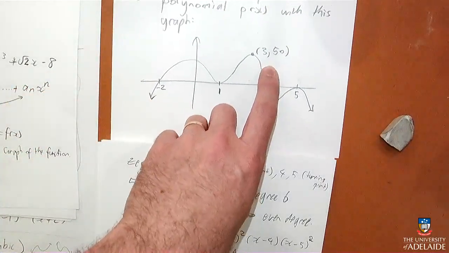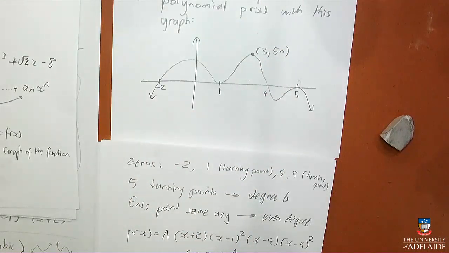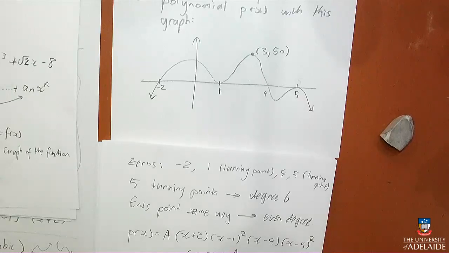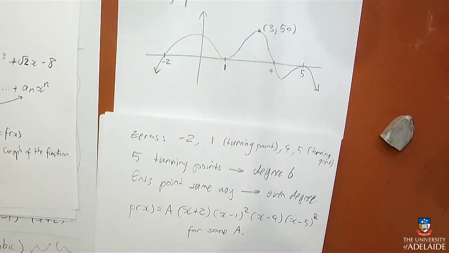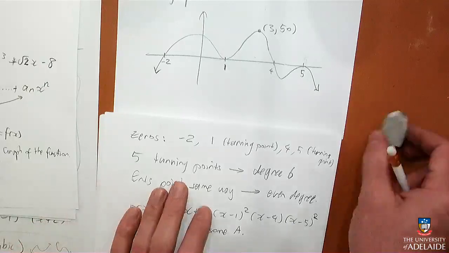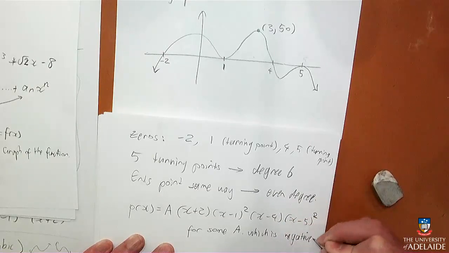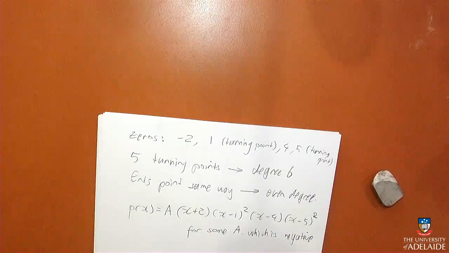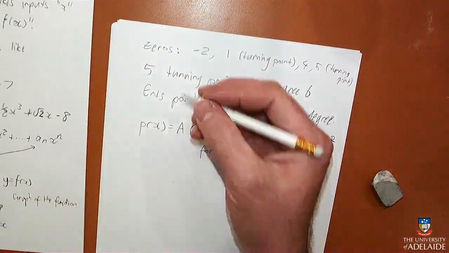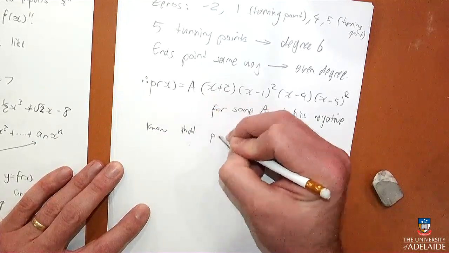Ooh, I do have a point that is on the curve. That's useful. So if I have a point on the curve, I can use it to calculate this missing a, because I know that if I put 3 into this formula, it should come out to the answer 50. If I didn't have a point on the curve, I would never know what a is, and I would just have to leave it like that. But I can know already that this a is going to have to be negative because it's both pointing downwards. So we also know that P of 3 should be 50.